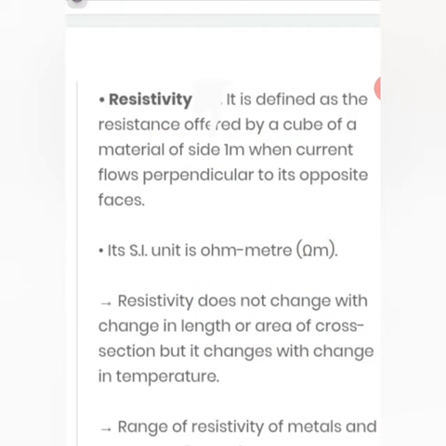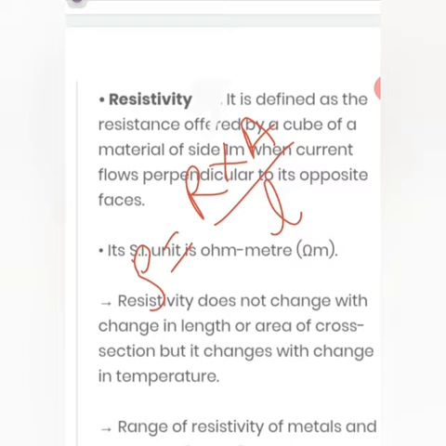Or by mathematical relation we may understand that rho is equal to R into A by L. This is resistivity, meaning resistivity is the resistance of that conductor whose length is 1 meter and area is 1 meter square.